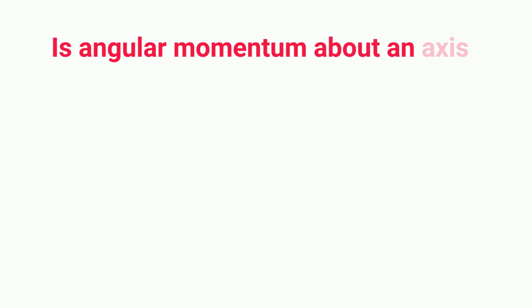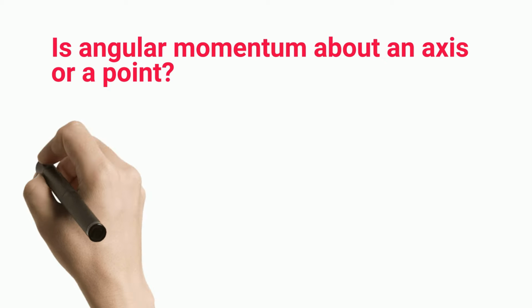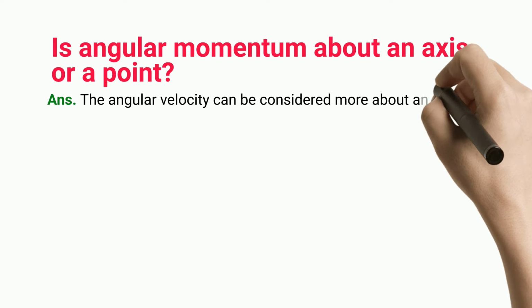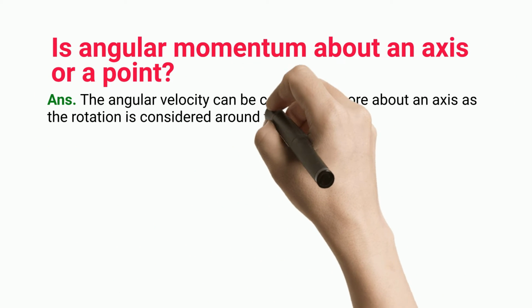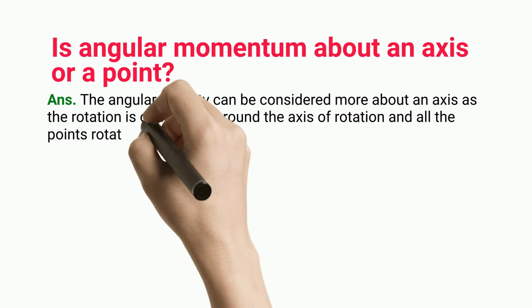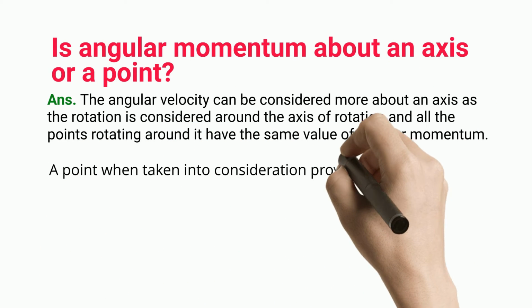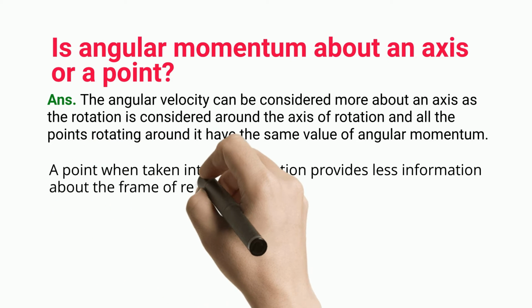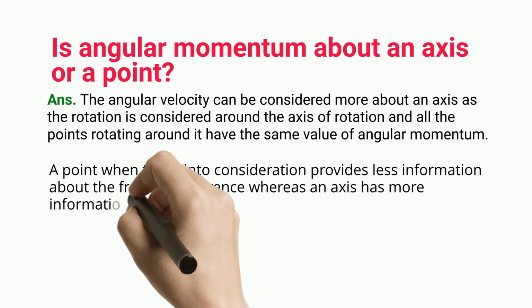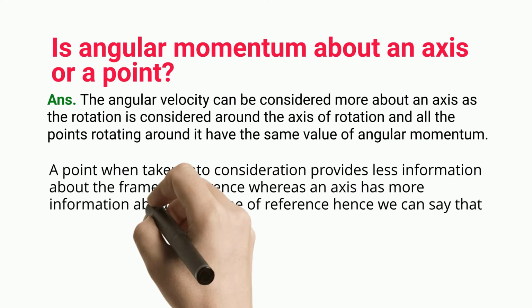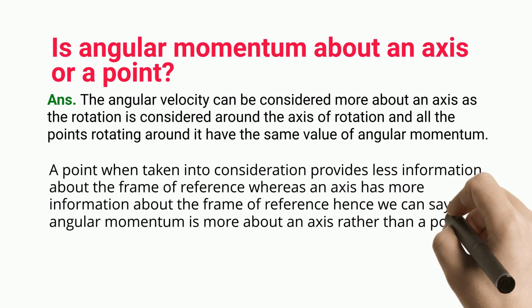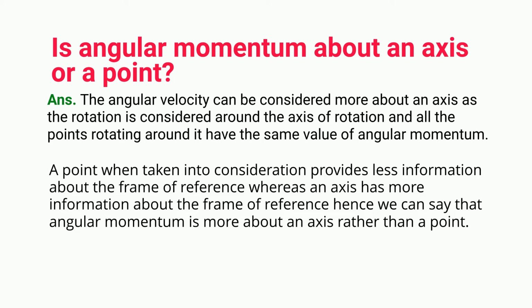Is angular momentum about an axis or a point? The angular momentum can be considered more about an axis, as the rotation is considered around the axis of rotation and all the points rotating around it have the same value of angular momentum. A point provides less information about the frame of reference, whereas an axis has more information about the frame of reference. Hence we can say that angular momentum is more about an axis rather than a point.